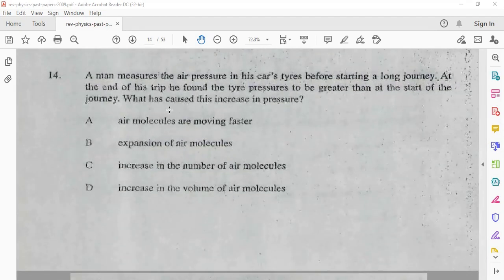Q14. Again, talking about pressure again. A man measures the air pressure in his car tires before starting a long journey. At the end of his trip, he found the tire pressures to be greater than at the start of the journey. What has caused this increase in pressure? Okay, let's think about that.